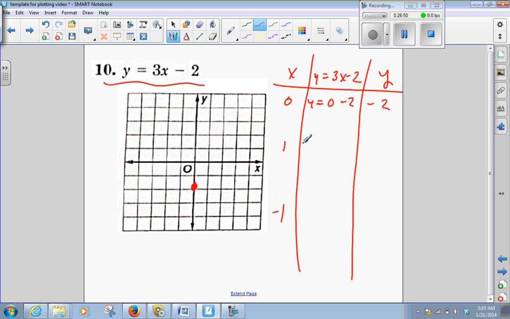So now I'm going to do y is equal 3 times x, which is going to be 3 times 1. So 3 times 1 is 3 minus 2 is going to be 1. So that means that 1, 1 is another point on the line. So I'm going to go over 1 and up 1. Last but not least, I'm going to do y is equal to 3 times negative 1 minus 2. 3 times negative 1 is negative 3. Negative 3 minus 2 is negative 5. So negative 1, negative 5 is going to be a point. So 1, 2, 3, 4, 5.